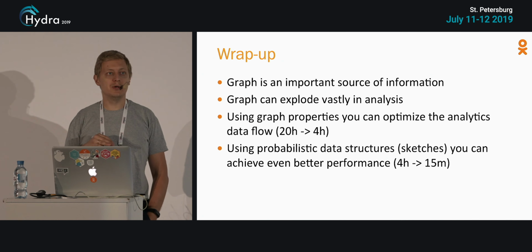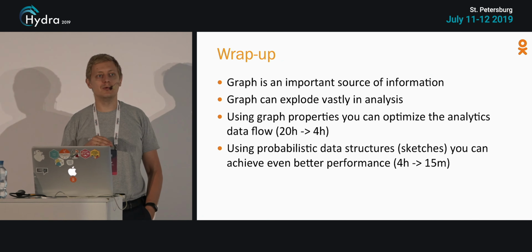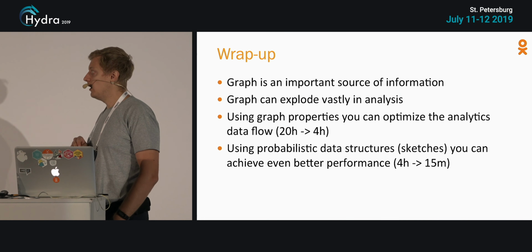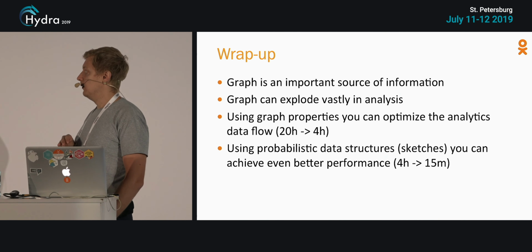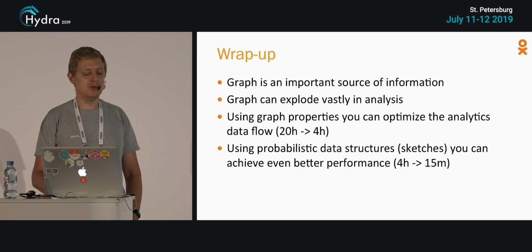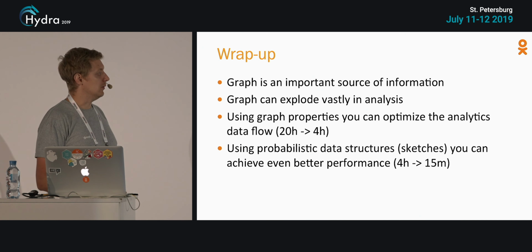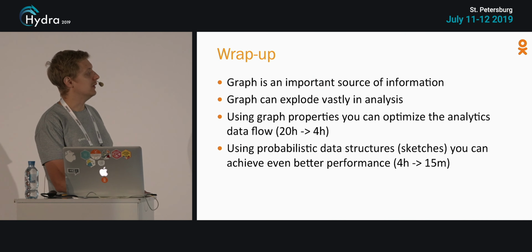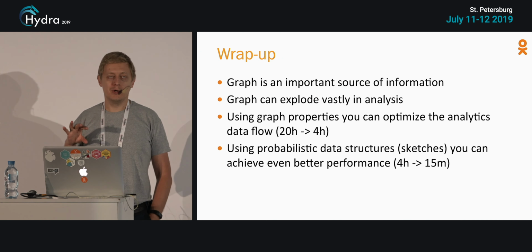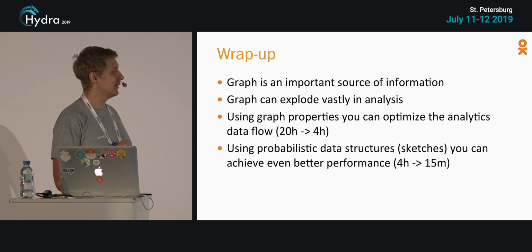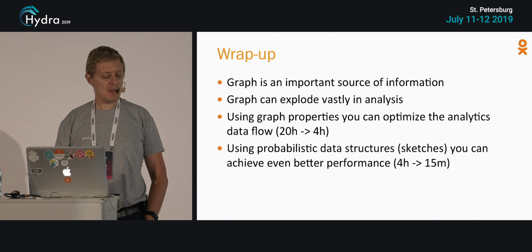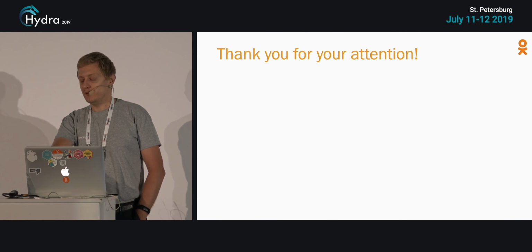For example, just by using the symmetric property, we managed to reduce the execution time from 20 hours to 4 hours, which is already manageable. And using probabilistic data structures, we can do even better. If we can tolerate some noise in the graph, we can even get the job done in 10 to 15 minutes. So that's it. Thank you for your attention.